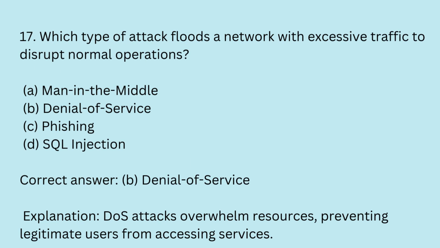17. Which type of attack floods a network with excessive traffic to disrupt normal operations? A. Man-in-the-middle. B. Denial of service. C. Phishing. D. SQL injection. Correct answer: B. Denial of service. Explanation: DoS attacks overwhelm resources, preventing legitimate users from accessing services.